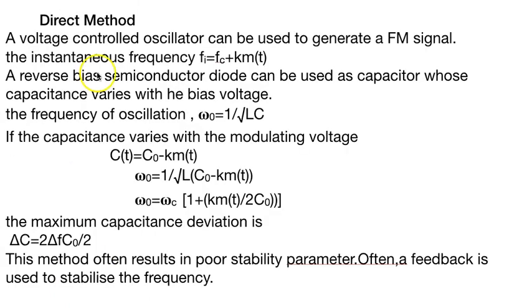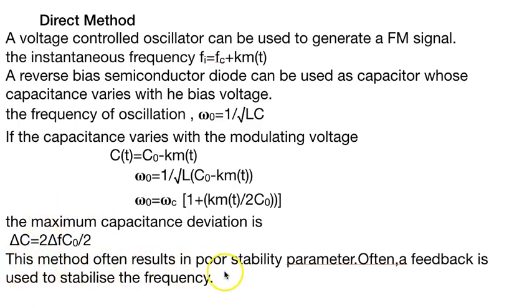Now a direct method to generate an FM is being shown in this example. In that, we use a biased semiconductor diode as a capacitor whose capacitance varies with the bias voltage. The omega naught is 1 upon root LC. The variable capacitance is given by this formula. Maximum capacitance variation is twice del F, C naught by 2.